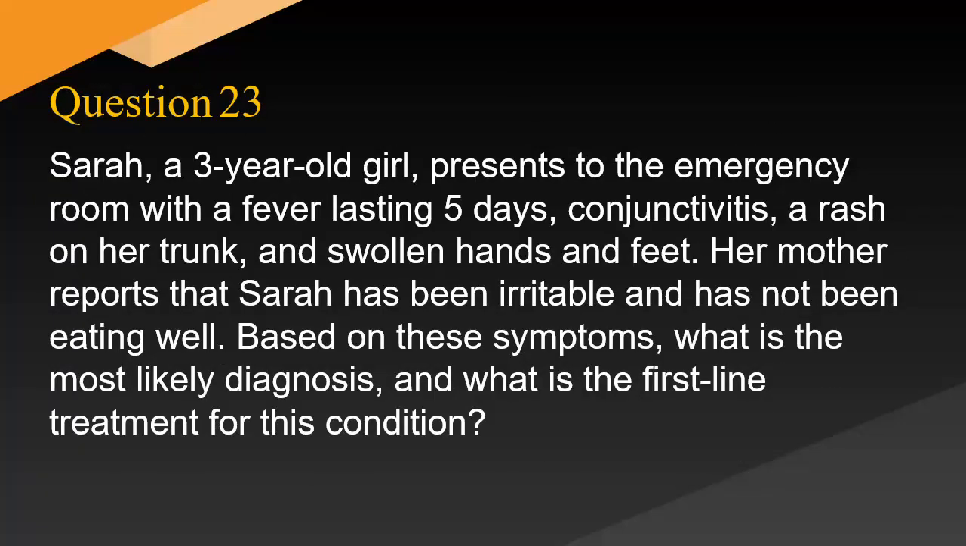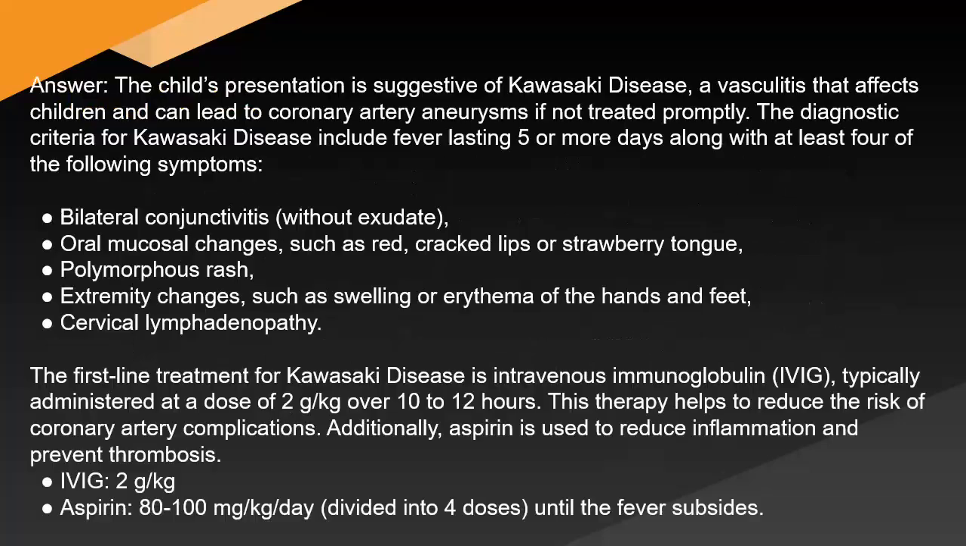Sarah, a 3-year-old girl, presents to the emergency room with a fever lasting 5 days, conjunctivitis, a rash on her trunk, and swollen hands and feet. Her mother reports that Sarah has been irritable and has not been eating well. Based on these symptoms, what is the most likely diagnosis and what is the first-line treatment for this condition? Answer: the child's presentation is suggestive of Kawasaki disease, a vasculitis that affects children and can lead to coronary artery aneurysms if not treated promptly.